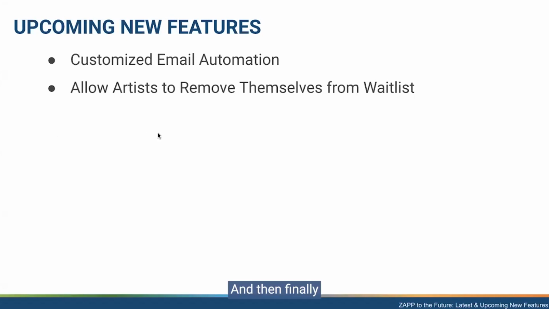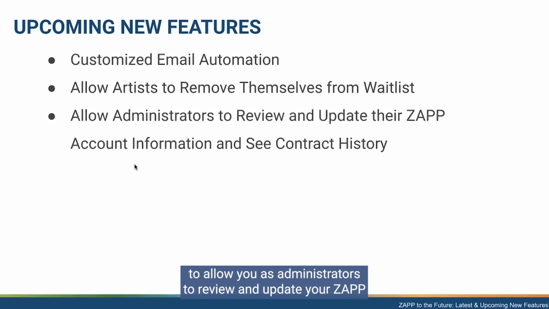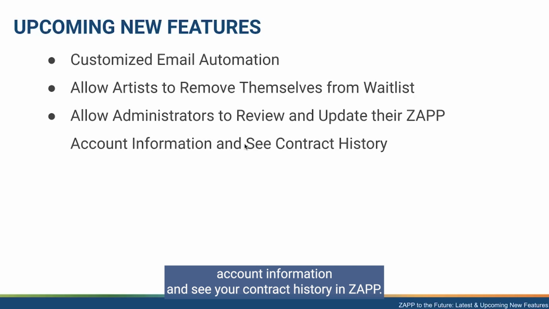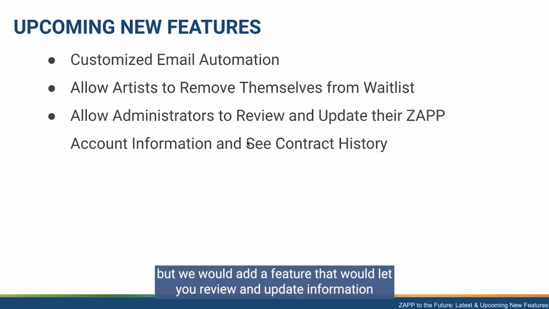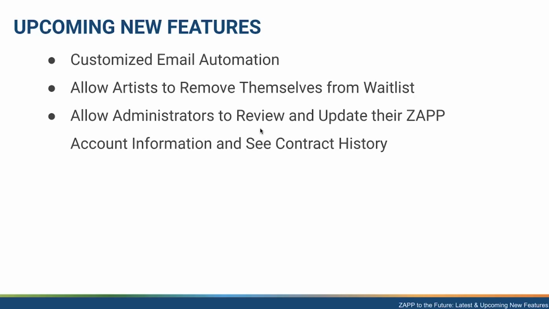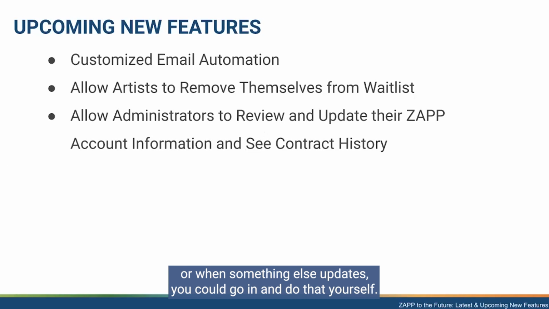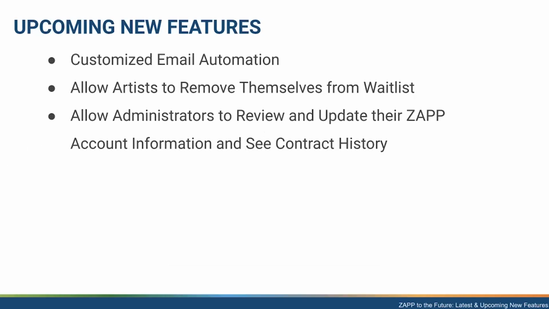And then finally, we have the option that we're going to work on to allow you as administrators to review and update your ZAPP account information and see your contract history in ZAPP itself. So I know right now we have access to the information, we set up your accounts, but we would add a feature that would let you review and update information so that you can have more control over the information for your ZAPP account. So instead of emailing us when a contact changes or when something else updates, you could go in and do that yourself.